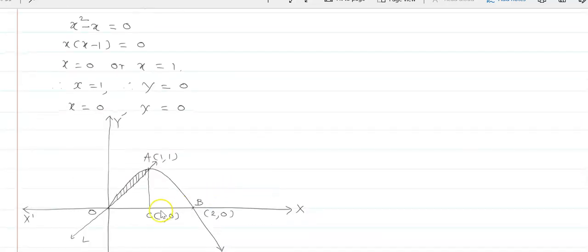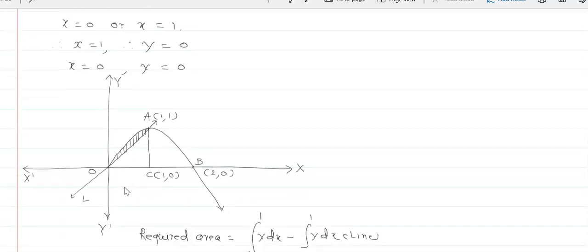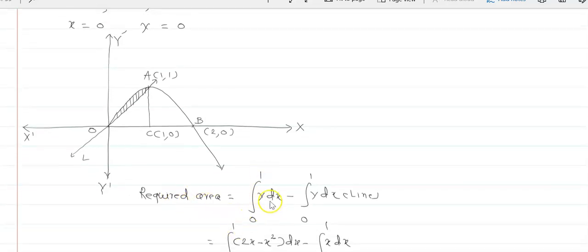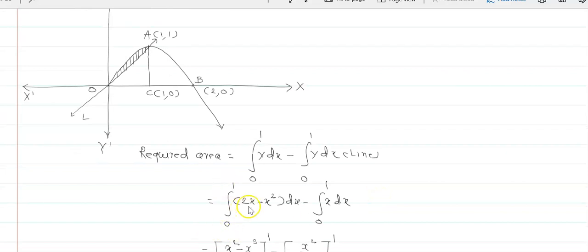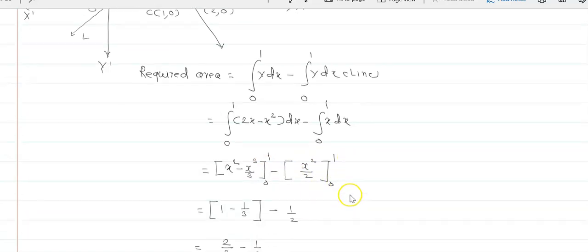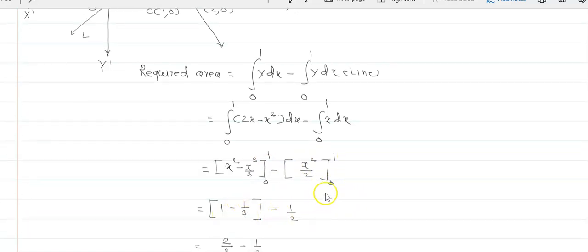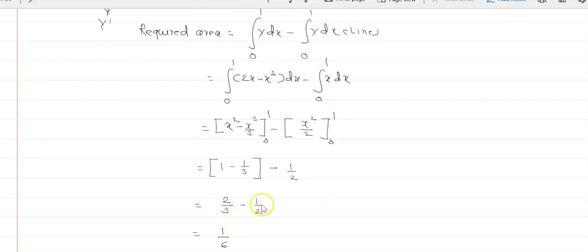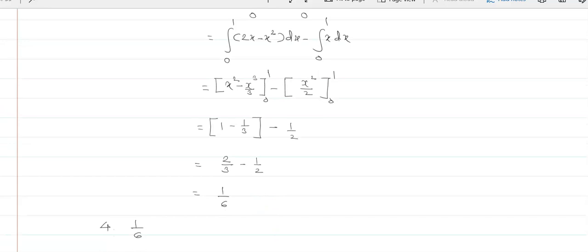And therefore this is the required region to find the area between the parabola and the line. The required area is the integral from 0 to 1 of y dx minus the integral from 0 to 1 of y dx of the line, that is the integral from 0 to 1 of (2x minus x square) dx minus the integral from 0 to 1 of x dx. Therefore, x square minus x cube upon 3 from 0 to 1 minus x square upon 2 from 0 to 1, that is 1 minus 1 upon 3 minus 1 upon 2, which is 2 upon 3 minus 1 upon 2, and that is equal to 1 by 6, and hence the fourth option is the correct one.